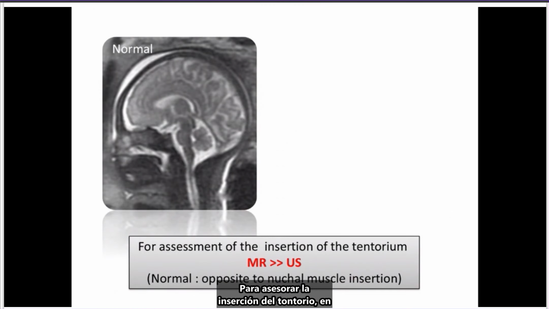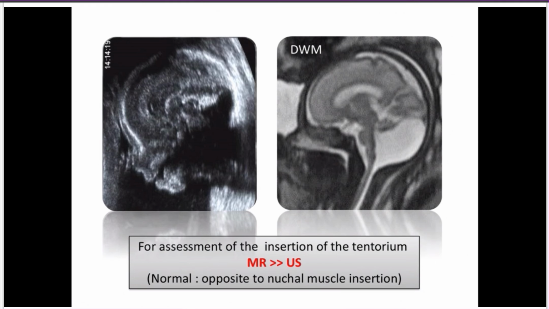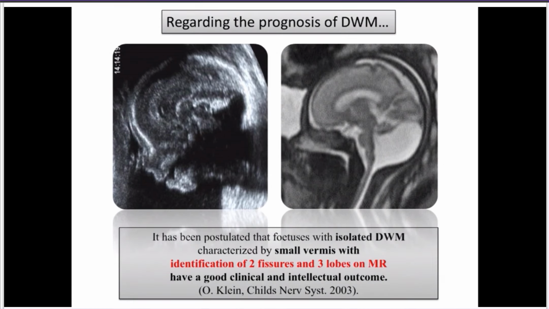To assess the insertion of the tentorium, opposite to the nuchal muscle insertion, you may have to do an MR. In that case, you see that the tentorium is elevated, the torcular is here, and there is cystic dilatation here, and the vermis is dysgenetic. This is a comparison between ultrasound and MR.